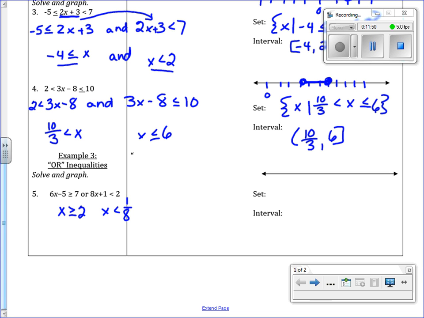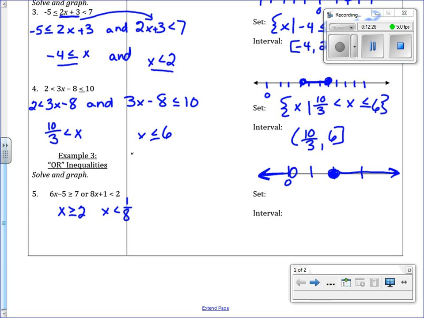So let's go ahead and graph that. I have 0, 1, 2, 3. All right. So here I have greater than or equal to 2. So 1, 2, color in my circle, and I'm going to go that way. All right. Less than 1/8. So I'm going to have my open circle somewhere in there, and I'm going to go that way.